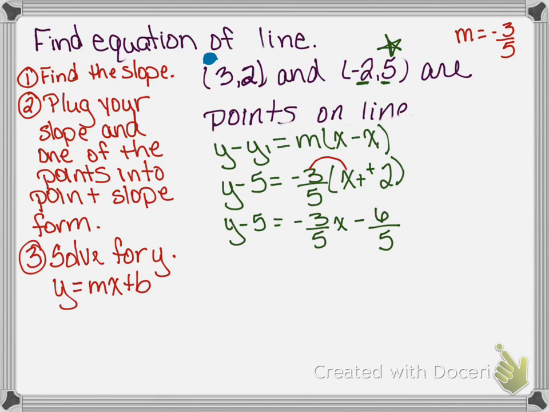Okay, so let's look at how we got there. I took negative 3/5 times x and got negative 3/5 x. Negative 3/5 times 2. So I've got negative 3/5 times 2 over 1. Okay, that is negative 6 over 5. Okay, now my next step, I add 5 to both sides.